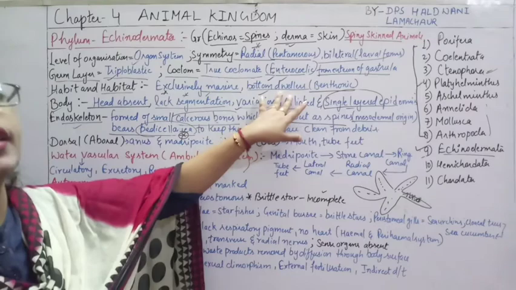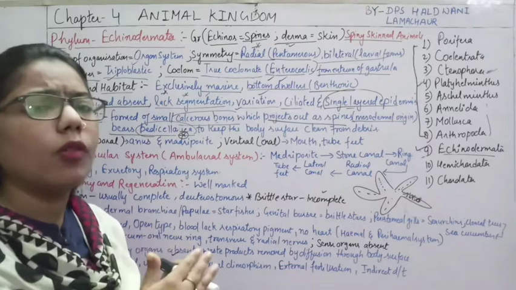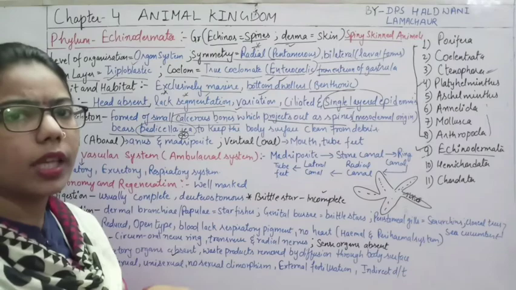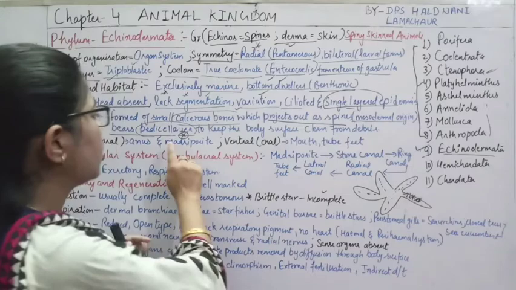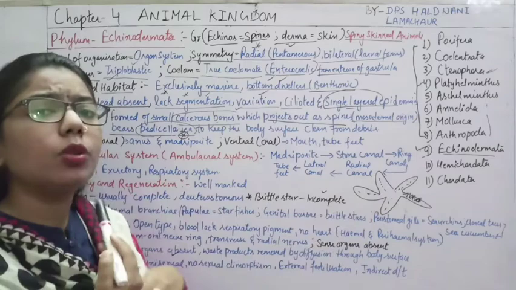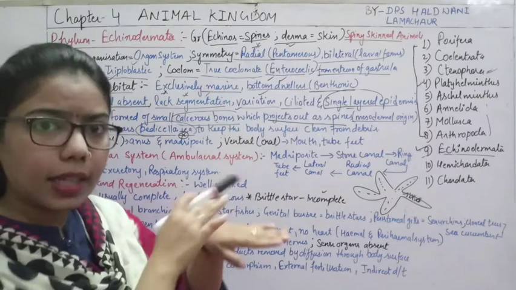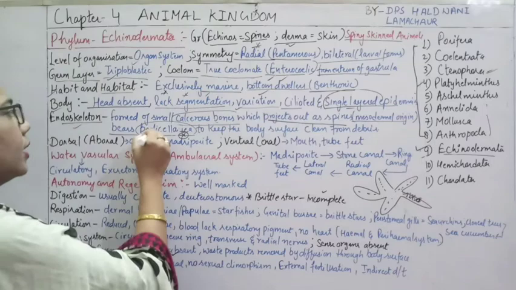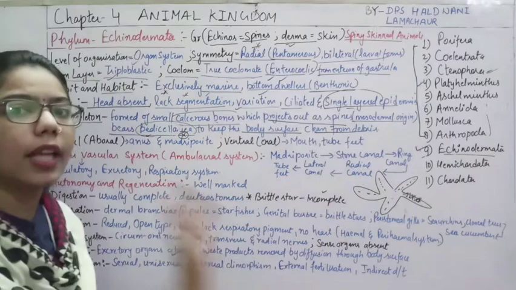Now what happens is that all the animals above are throwing debris down to the bottom, whatever waste there is. So what is the function of this pedicellaria? It helps the body of the echinodermata remove all this debris from the body. The debris coming from the surface to the bottom, what will it do? It will clean it. So they have pedicellariae in their body which keep the body surface clean from debris. Okay? So this feature is important.